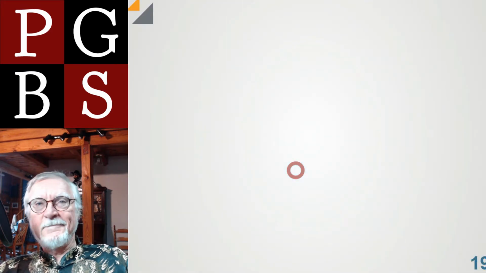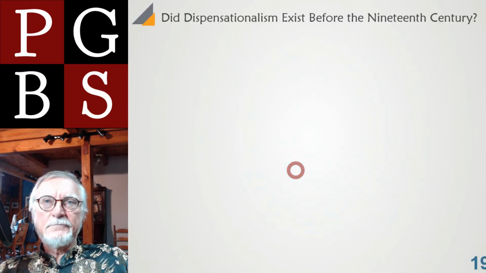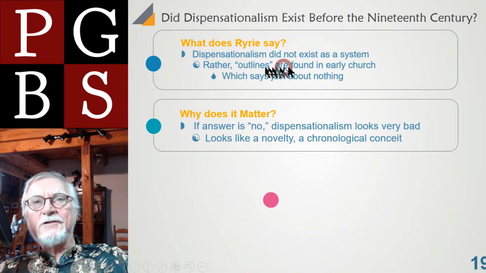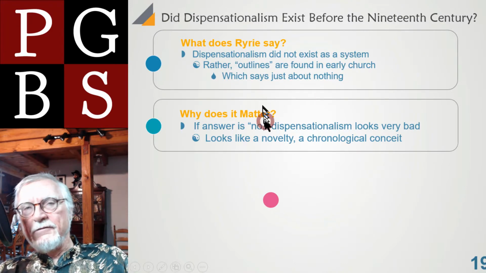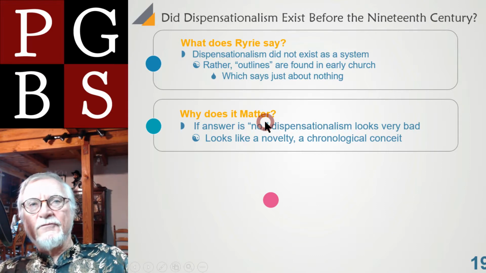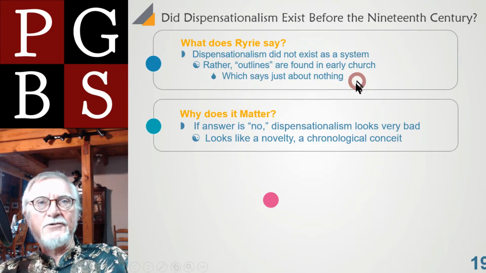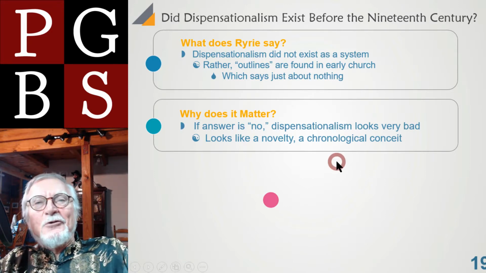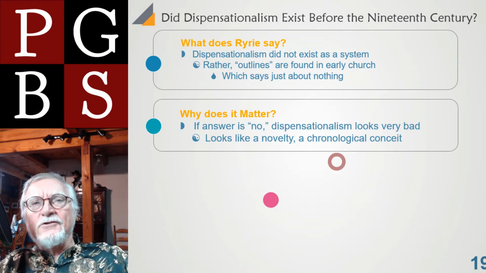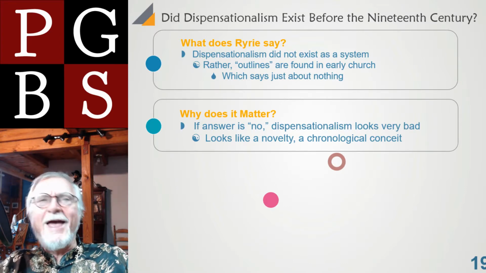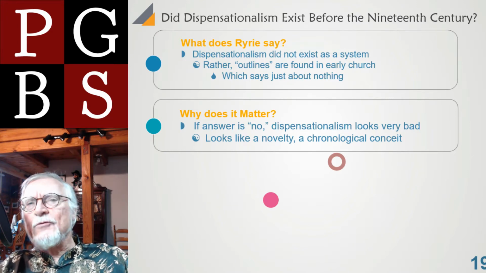Now, here's what they say. I'm quoting Charles Ryrie here, the big neo-dispensationalist, the revised dispensationalist. He admits that dispensationalism did not exist as a system. He said, however, there were outlines that were found in the early church. That's like when covenant theologians say there are adumbrations of covenant theology before the Westminster Confession of Faith and before the Reformation and during the Reformation. Adumbrations. That means shadowy outlines.